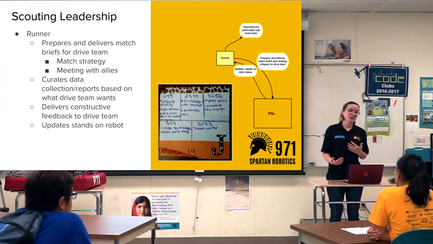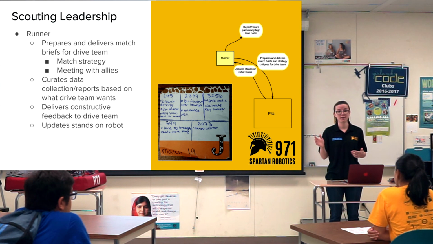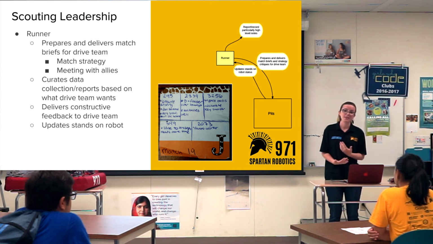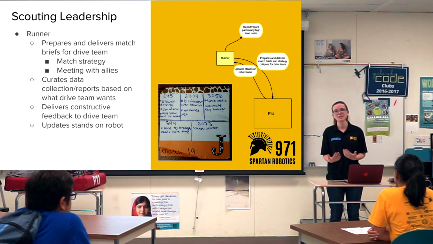We also deliver constructive feedback to the drive team, so I might go to the drive team and be like, hey, in that last match, you wasted a lot of time being stuck in that corner getting defended. I would recommend you avoid that corner, cut around this way. Little things like that, just from scouting our own drive team and seeing how they can improve. We also update the stands on the robot. Like if the robot dies, the stands want to know why. It's their robot. So just making sure that everyone in the stands is in the loop with what's going on in the pit.